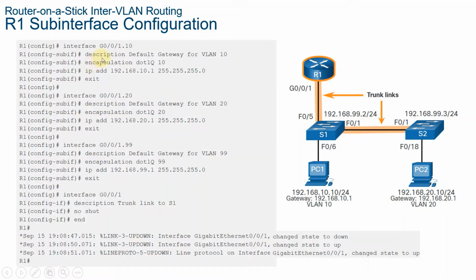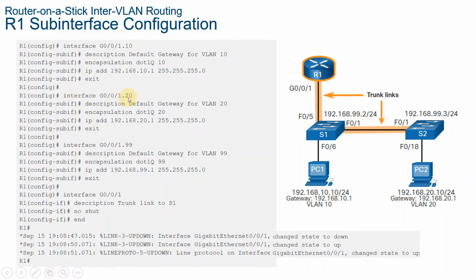Description is optional. Then encapsulation dot1q, and then the VLAN number. Since this is for VLAN 10, dot1q 10, and then assign an IP address from the VLAN 10 block. In this case, this is 192.168.10.1 /24, 255.255.255.0.